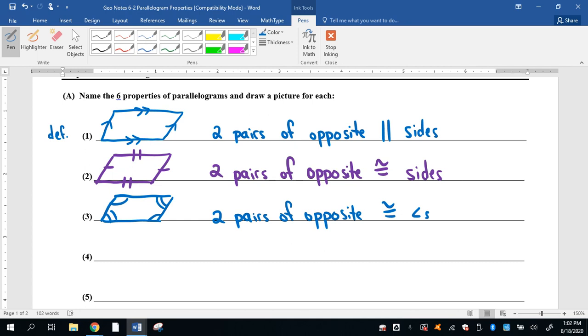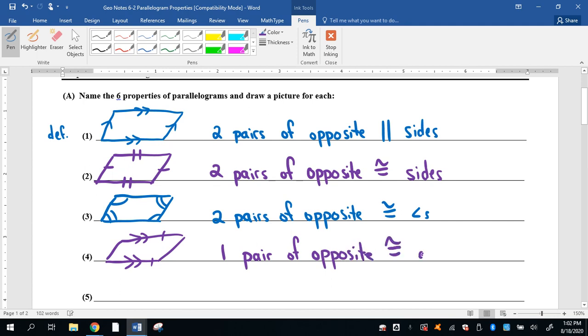What is also true is that if you just see a picture of a quadrilateral with one pair of opposite parallel sides and they're congruent, we'll also note that that is a parallelogram. So we'll say one pair of opposite congruent and parallel sides.